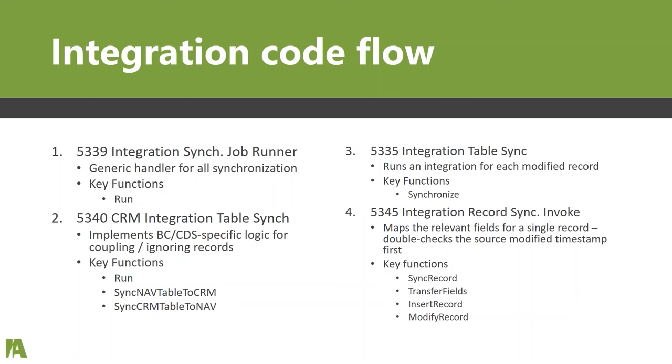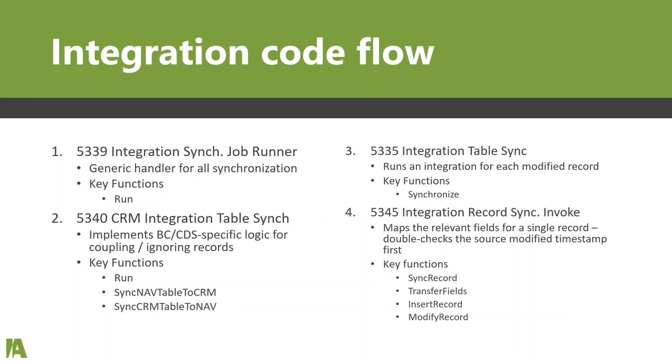But theoretically, and this goes back to that generic infrastructure, you could put a different code unit there, your own code unit, to run different sync logic. But all the ones I've worked with to this point run the run method of the CRM integration table sync code unit. That implements a little more of the specific common data service logic. This is the code unit that handles a lot of the decisions like, should I ignore this record or should I keep going.